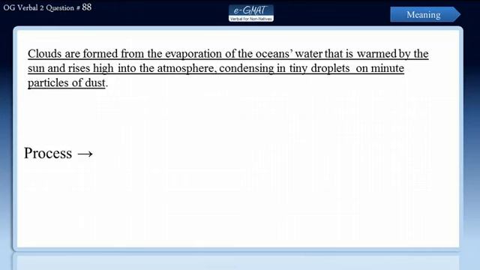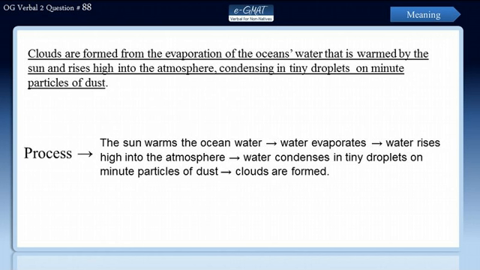So what should be the correct chronology? The sun warms the ocean water that evaporates and rises into the atmosphere, and then the water cools down and condenses in tiny droplets of water on minute particles of dust, and that's how clouds are formed. Because the chronological order is not correct in this sentence, the sentence fails to communicate the meaning in the most effective manner.